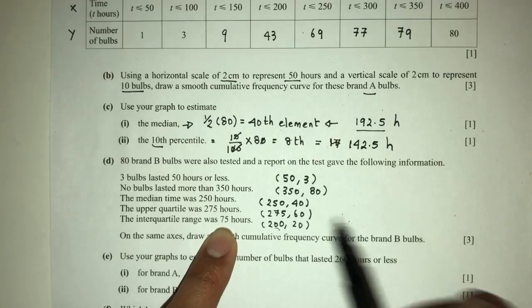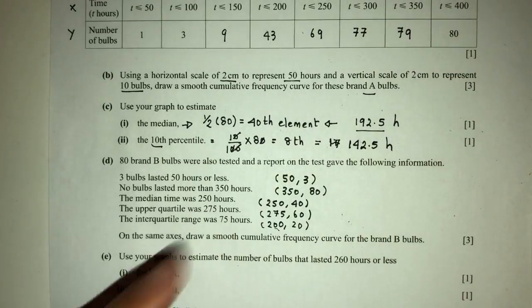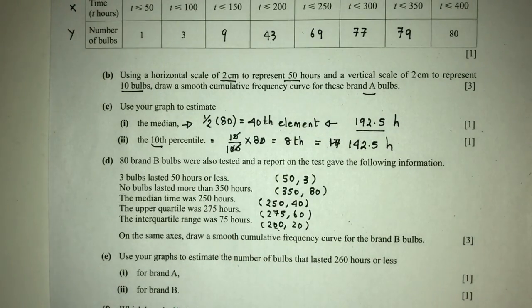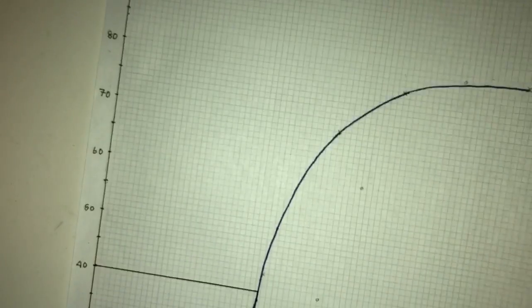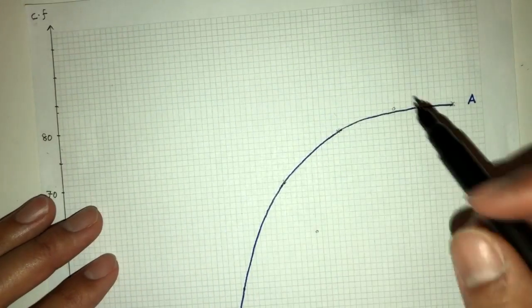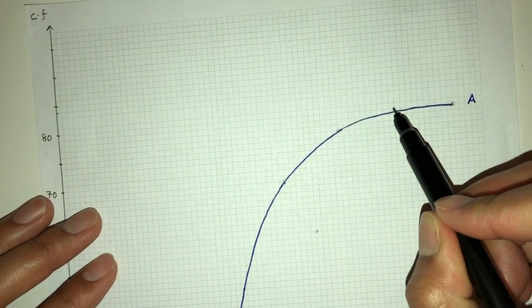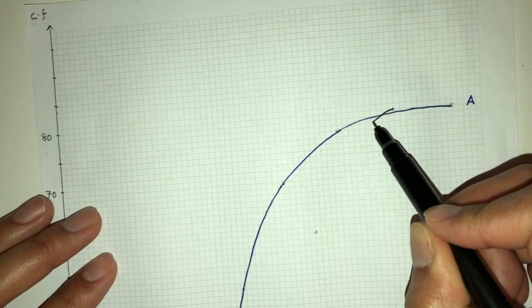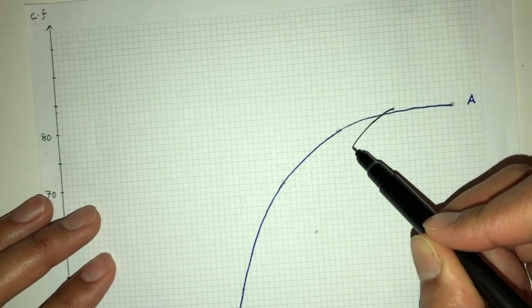So these are the points we need to plot on the graph, and then we can draw the graph for B. I will try my best to connect the dots, and you can skip this part if you want to. I will just need to complete the diagram. So let's try to join the points by a smooth curve.